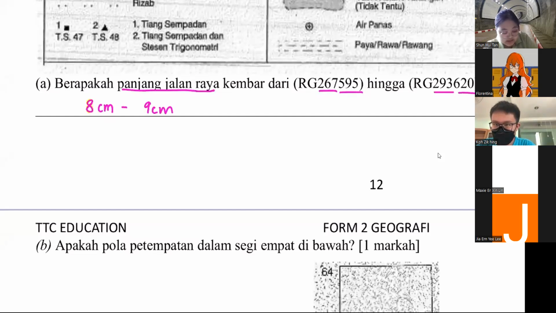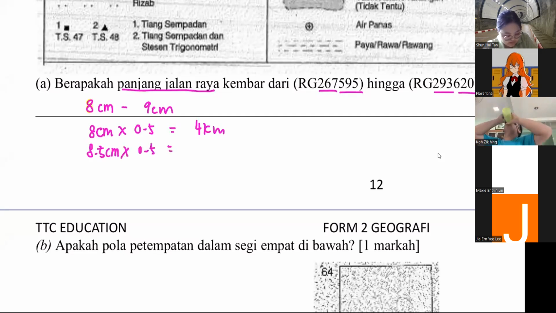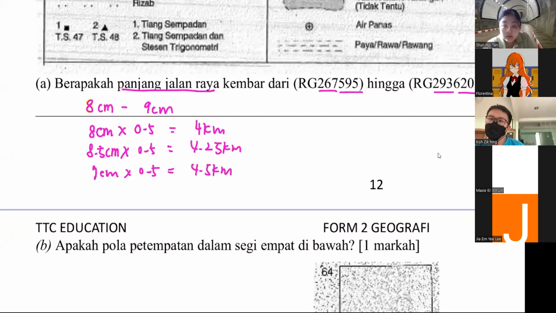But I cannot leave my answer like this. Why? Because they want panjang, they want jarak. So I need to convert. So if you get 8 cm, you times 0.5, you get what? 4 km. Okay? If you get 8.5 cm, then your answer will be 4.25. Or if you get 9 cm, your answer will be 4.5 km. Okay? This is the range for you, okay?